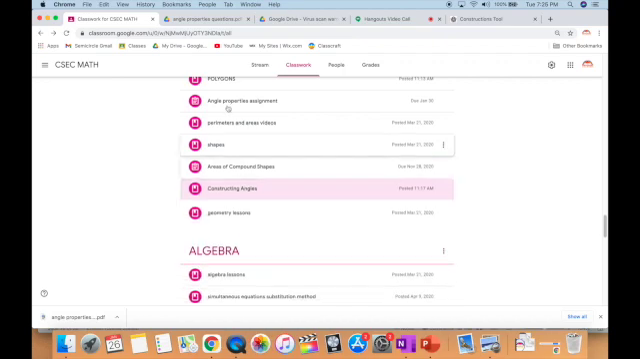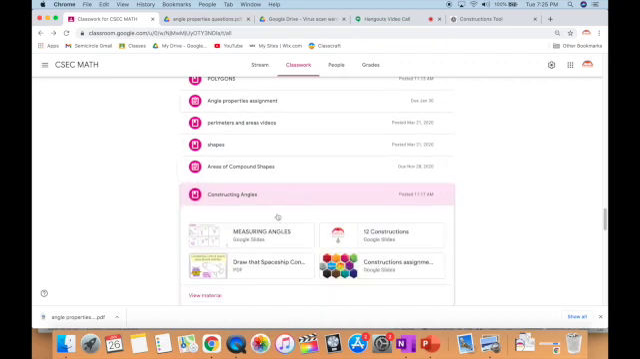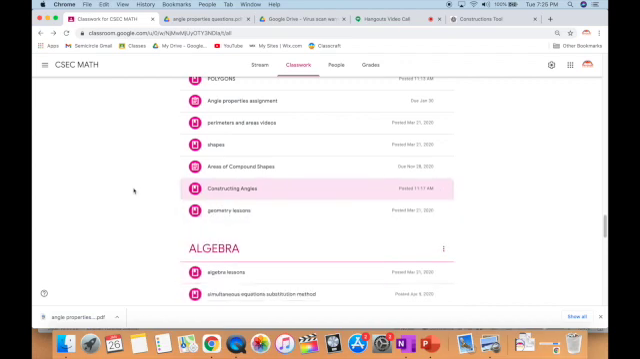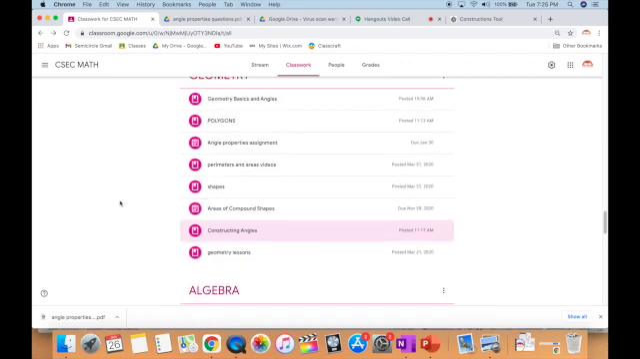So we will correct the assignments and we're going to do construction, which means you'll need your geometry set and all of this kind of thing.